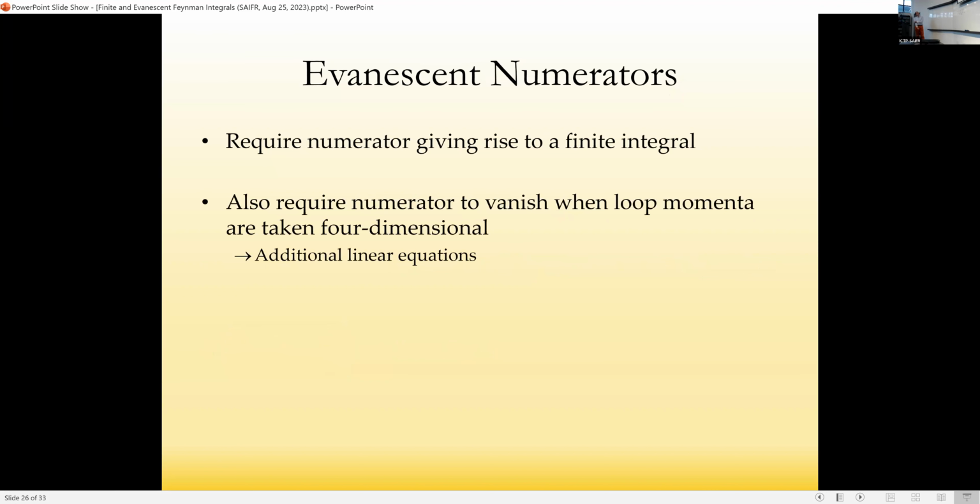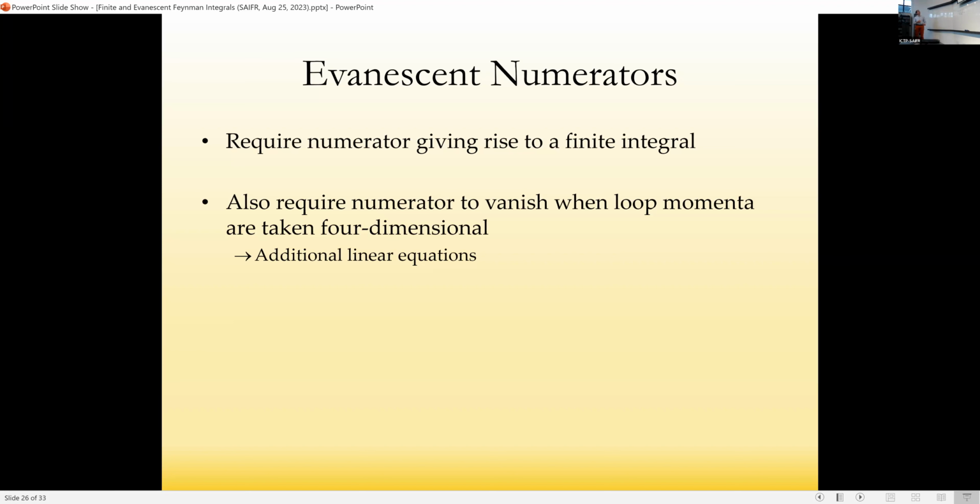Okay, so there's an interesting subset of finite numerators, which are what I call evanescent numerators. These are numerators which, by design, give you an integral which is manifestly of order epsilon. So if you're only computing through that order in perturbation theory, you can simply throw it away. And equivalently, if it decomposes, for example, under IBP identities to some other set of masters, that gives you a new identity.